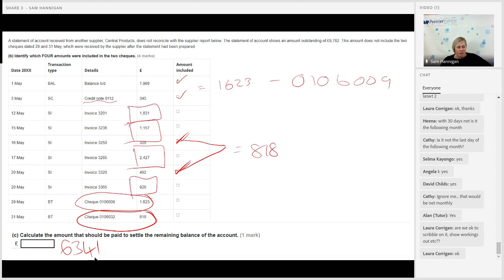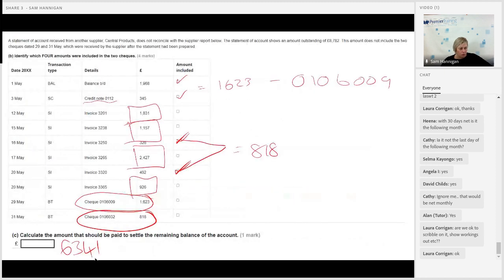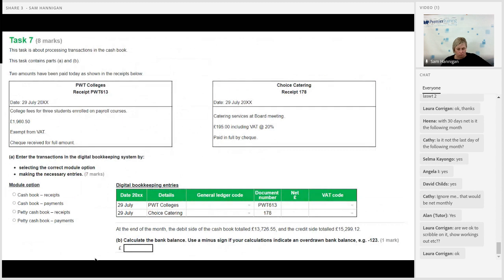Okay, then. And then you've got one that relates to. So this one is again cash book. Okay. So it's asking you what your general ledger codes are, your net amounts, your VAT, and so on.